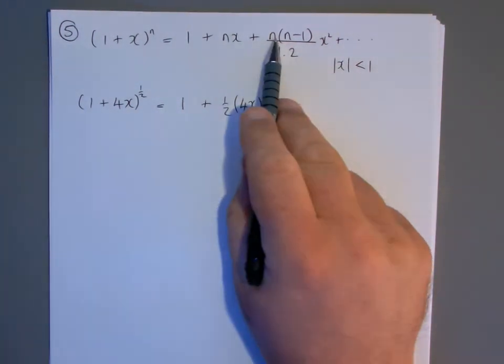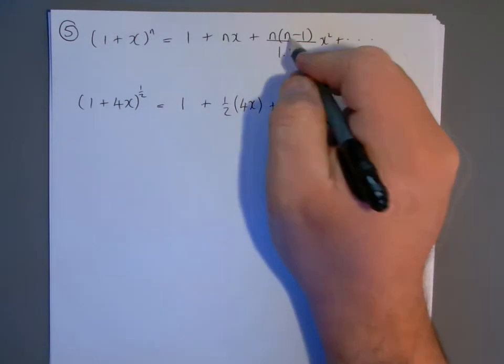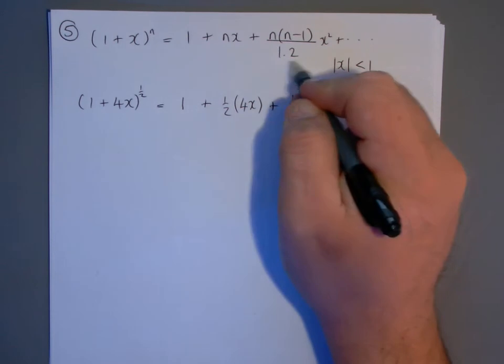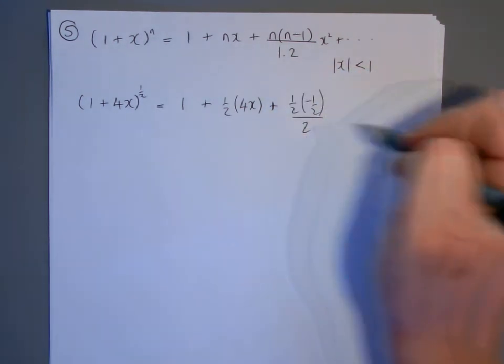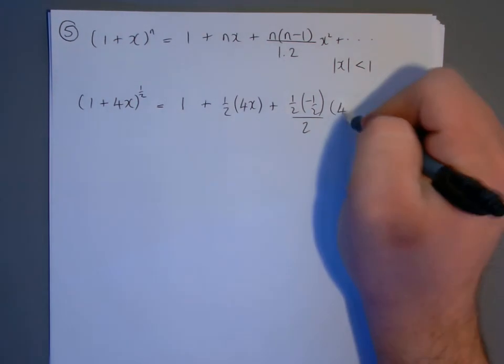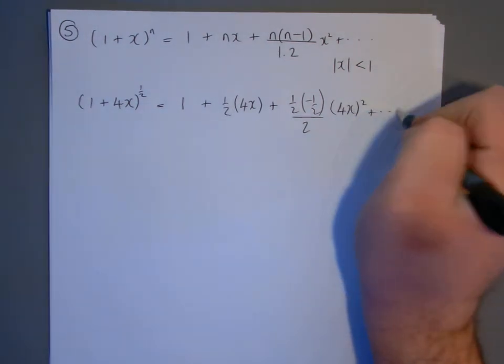And then we've got this then. So n reduced by 1. So take away 1 from there, you get minus a half, over then 2 factorial, which is 1 times 2. And then we've got to square the x. So remember now, put it in a bracket because it's 4x here. So we want to make sure we square the whole thing.